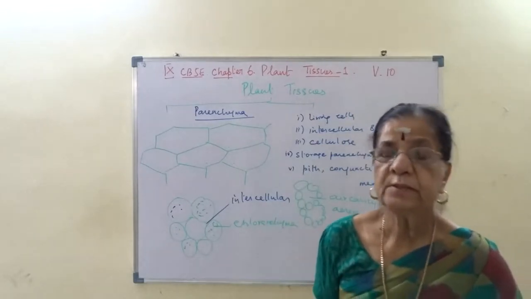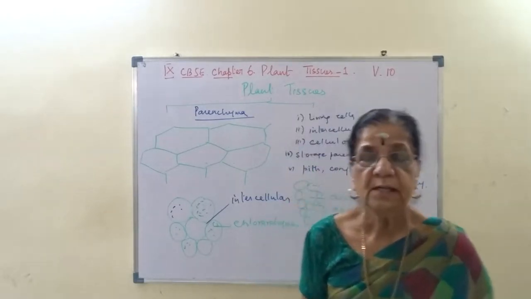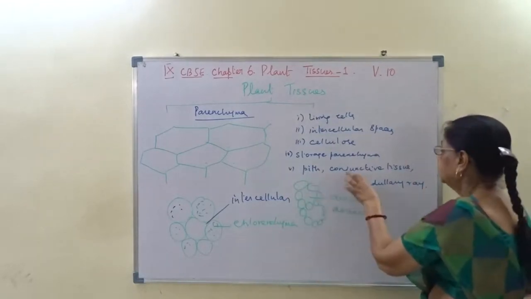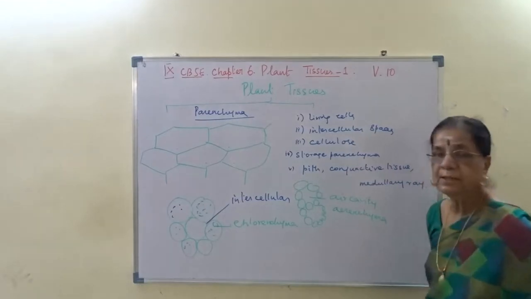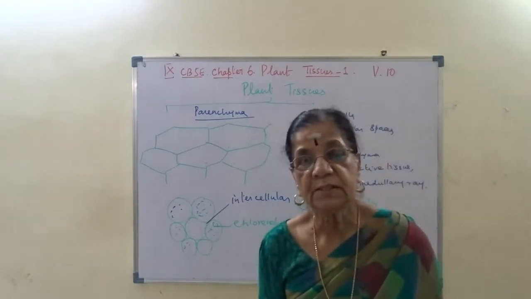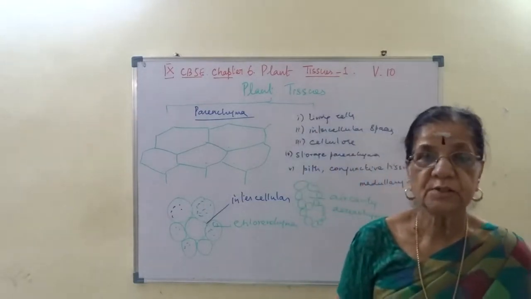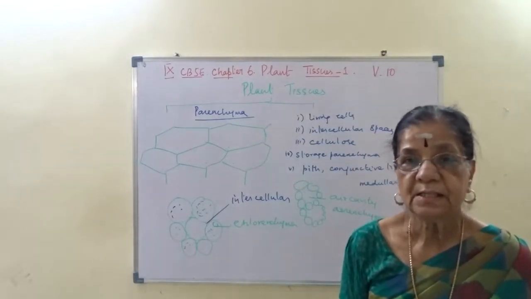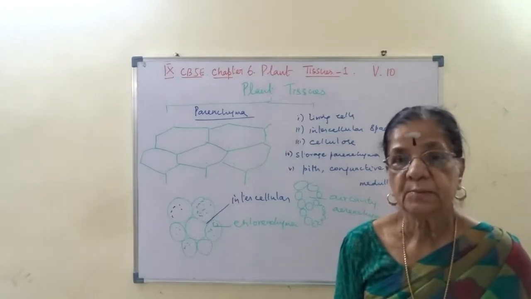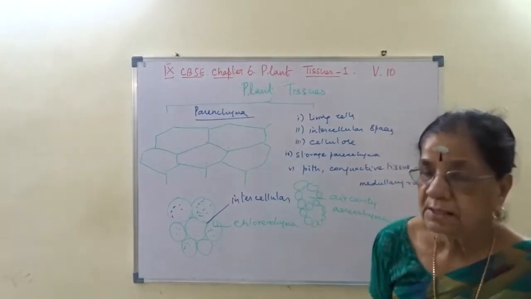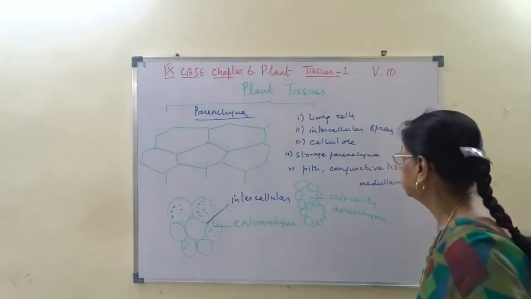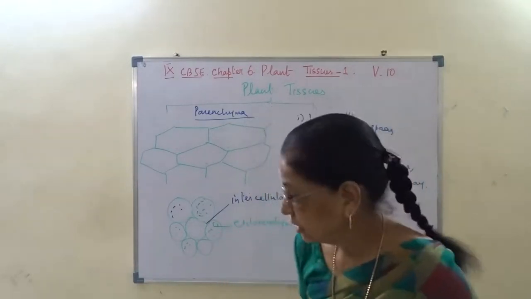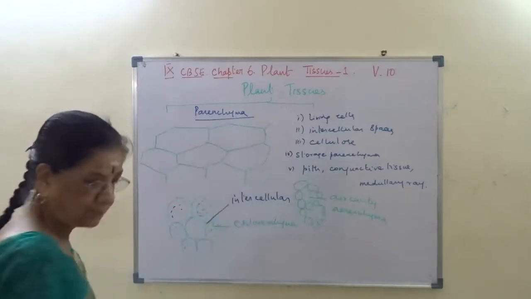I will show all three with pictures in the continuation of this video. So we say pith, conjunctive tissue and medullary ray depending on their location. That is what we say. So parenchyma tissue includes storage parenchyma, chlorenchyma, pith, conjunctive tissue and medullary ray.